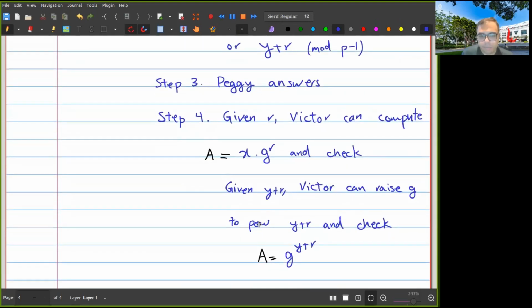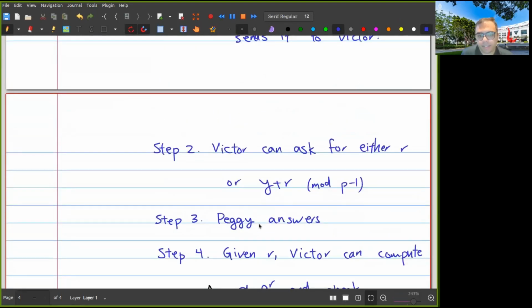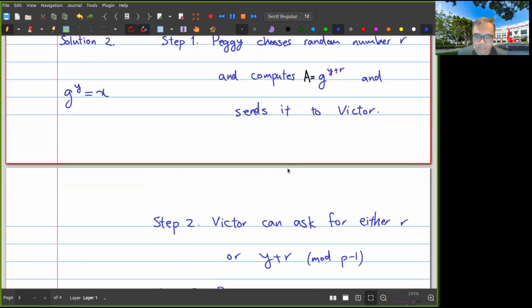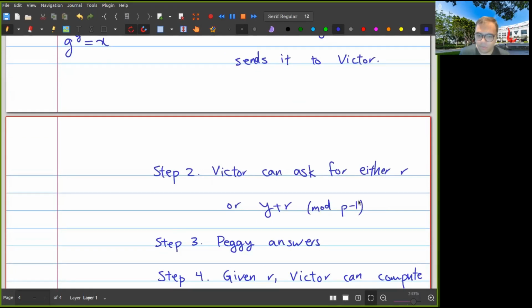And the really important point is that Peggy doesn't know what Victor will ask. So Victor is asking, let's say, uniformly at random. And because Peggy doesn't know what Victor will ask, Peggy cannot anticipate what she has to answer. And the only way that she can answer both types of queries is if she knows y.